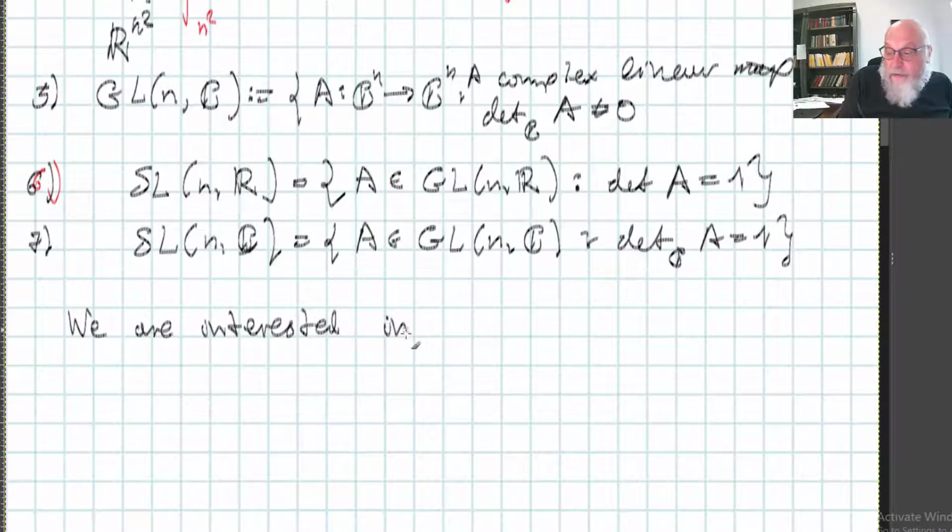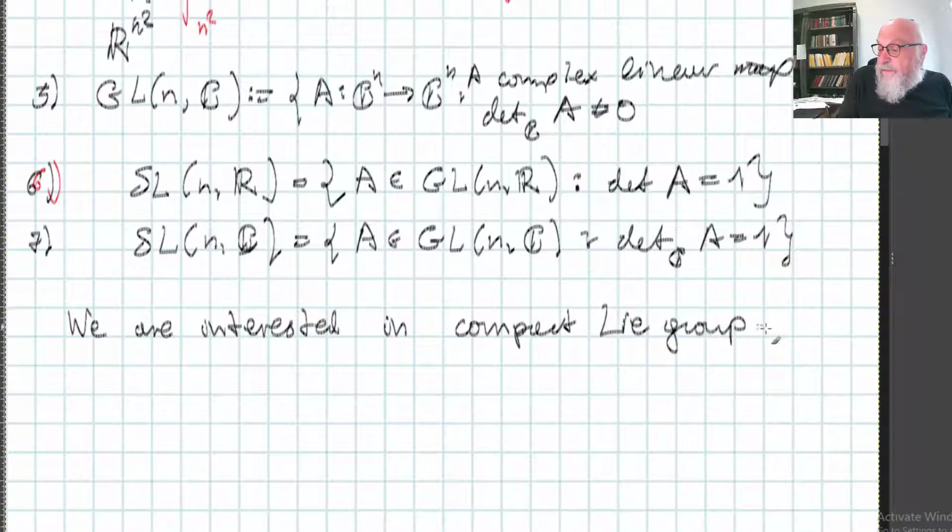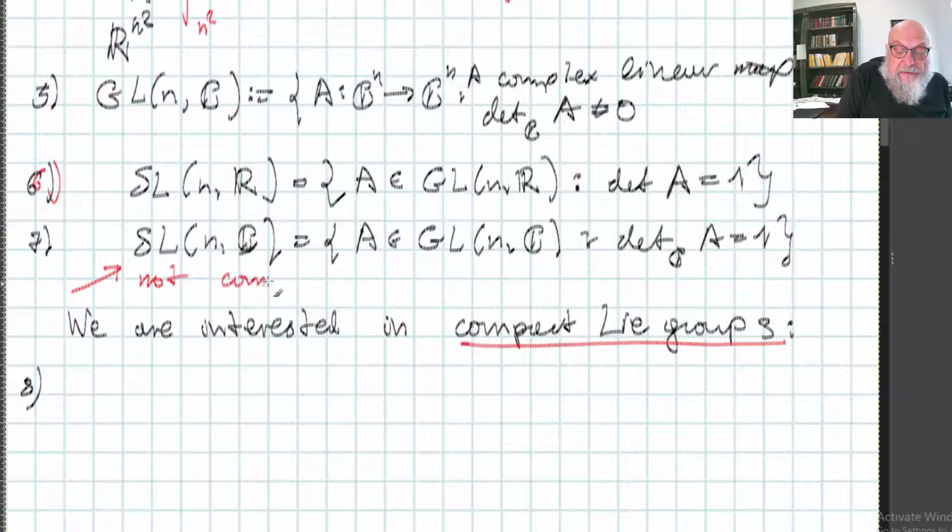in particular in compact Lie groups. So let's underline, and this is exactly the type of the Lie groups that we will consider of our interest. So let's continue our examples, and notice that all the groups from 1 to 7 are not compact. These groups are not compact.